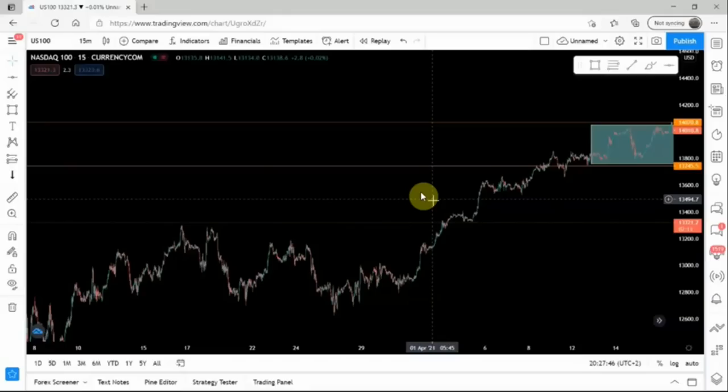The retail traders. Why? Because they've learned to sell the market when it's high and buy the market when it's low. No. You buy the highs. Sorry, you sell the highs, you buy the lows. That's retail trading for you. Right. Now we start seeing this happen.